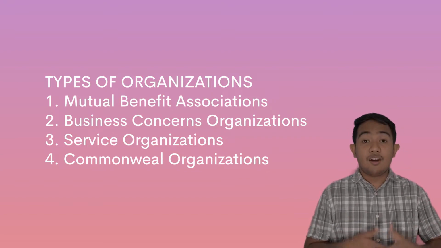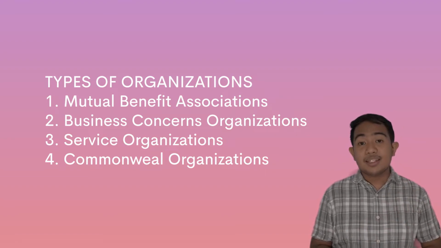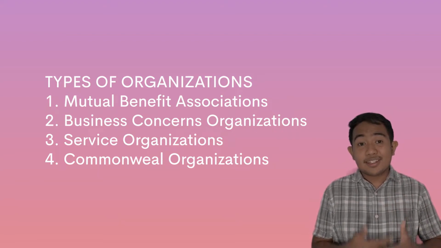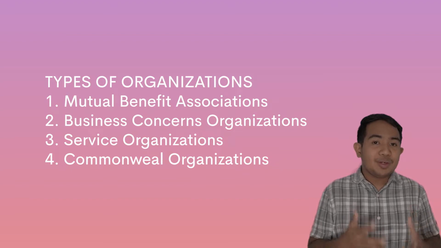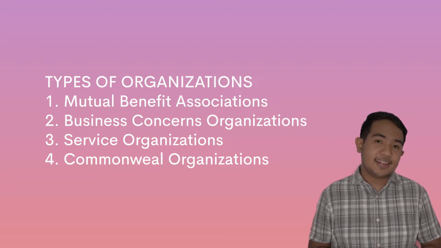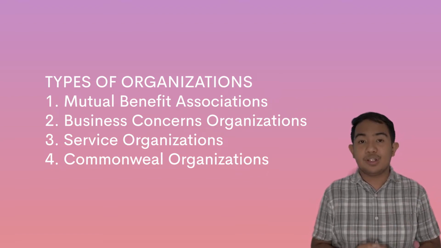So, what are some types of organizations? In this lecture, we will discuss 4 types: mutual benefit associations, business concern organizations, service organizations, and commonweal organizations. Mutual benefit associations are focused on providing for their membership. Examples of these organizations include political parties, unions, clubs, professional associations, and religious sects. Business concern organizations are focused on achieving maximum gain at minimum cost in order to further survive and grow in competition with other organizations. Oftentimes, these organizations are cold and callous in how they treat their members.